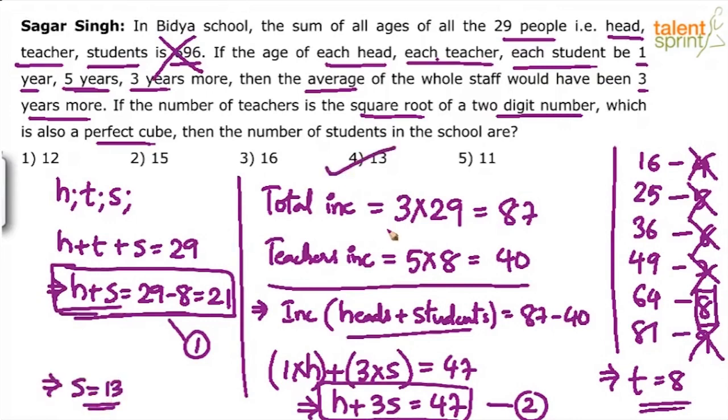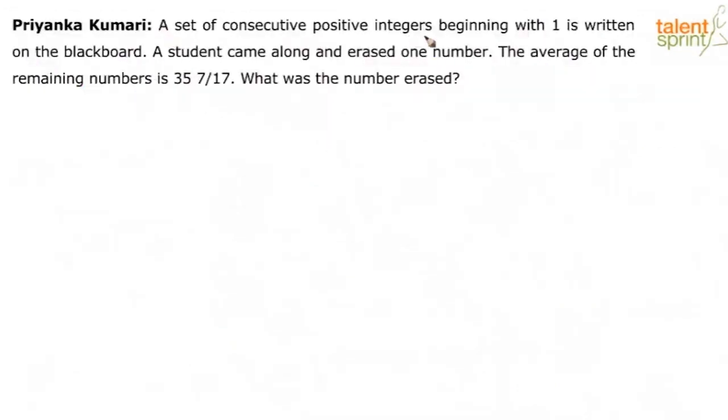Option 4. A set of consecutive positive integers beginning with 1 is written on a blackboard. A student came along and erased one number. The average of the remaining numbers is 35 7 by 17. What was the number erased?